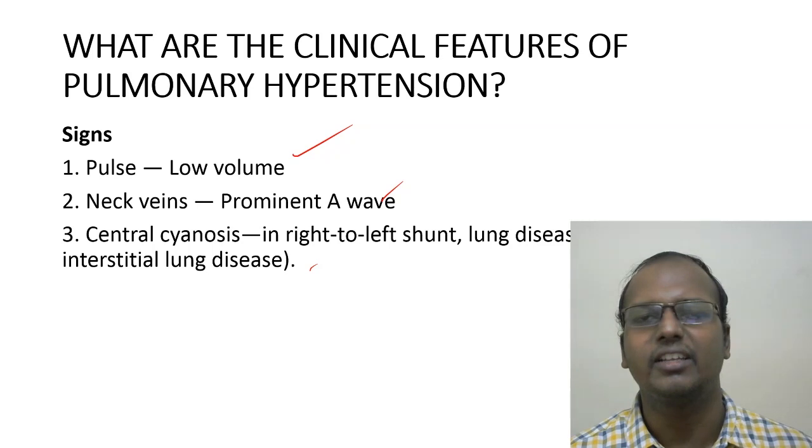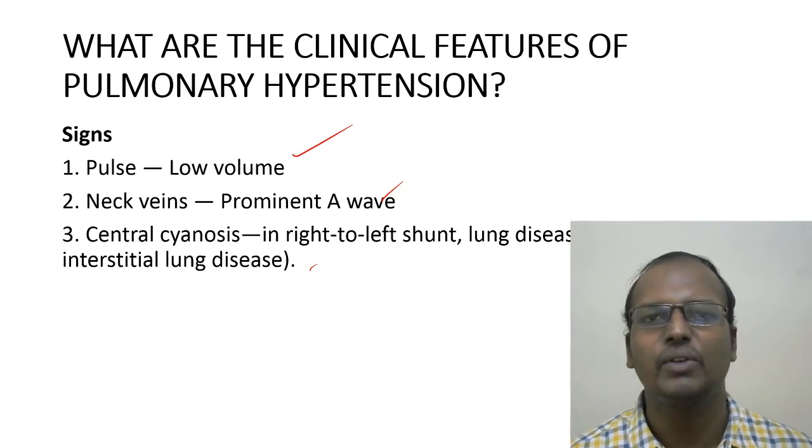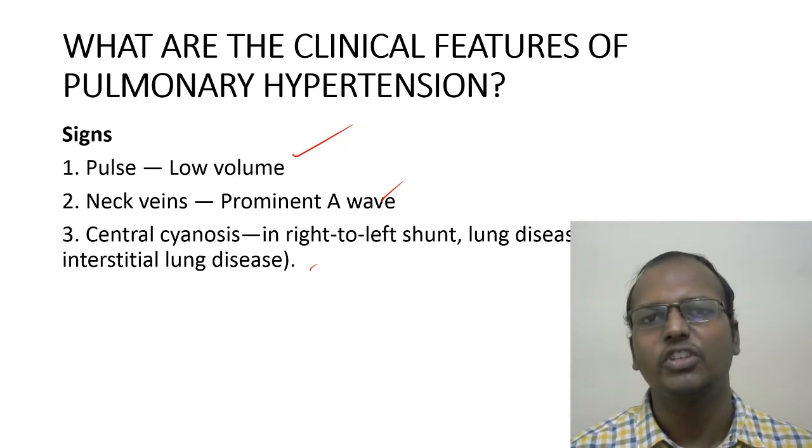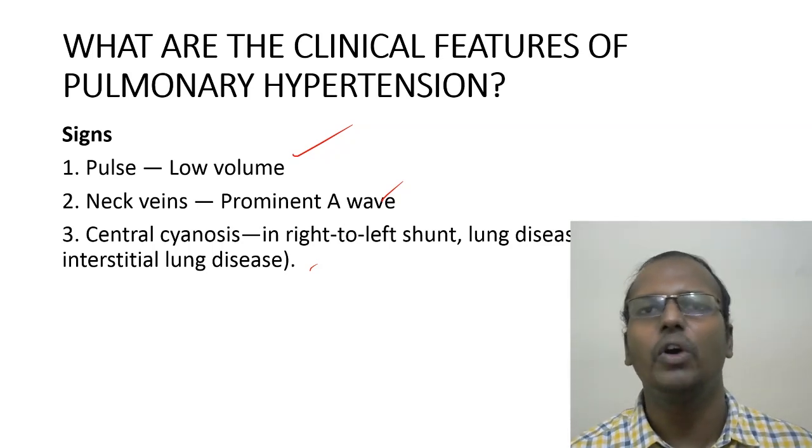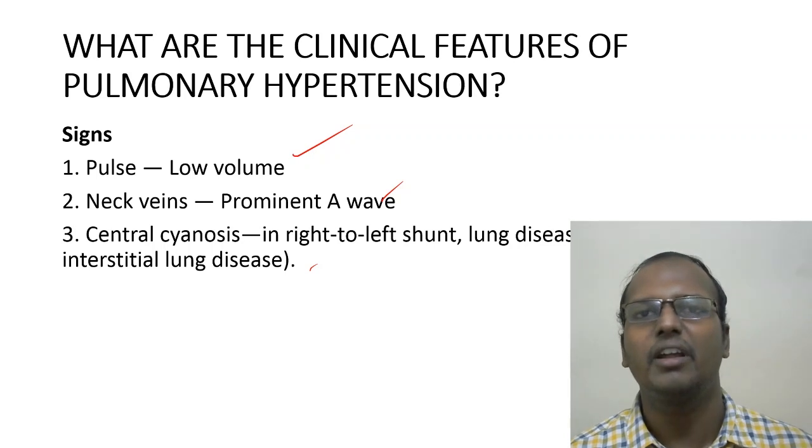In interstitial lung disease and COPD, the capillaries are not able to oxygenate properly. So the deoxygenated blood in the right ventricle will go into the left side of the heart through the pulmonary artery, lung capillaries, then the pulmonary veins and into the left atrium without getting properly oxygenated. That is called a right to left shunt. Okay, fine.